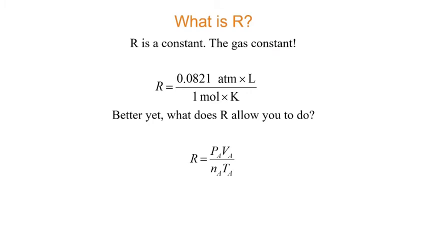So, what is that R? It's a constant value. The exact value for that R is 0.0821 with a very complex unit afterwards: atmospheres, liters, moles, and kelvins. Why would it be so complex?